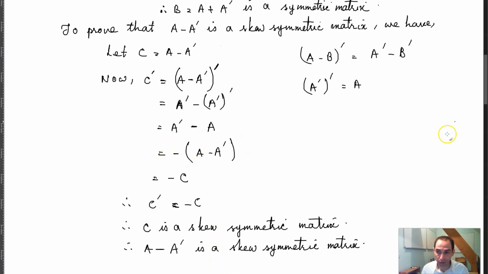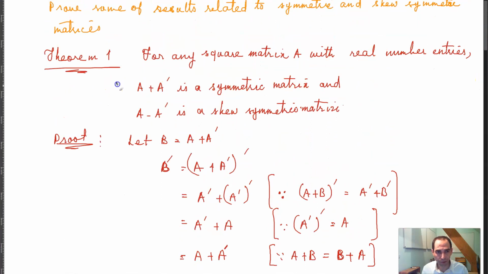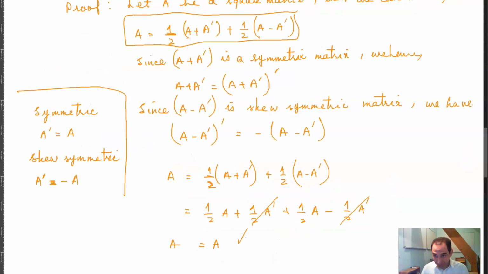So that proves that for any square matrix A with real number entries, A plus A prime is a symmetric matrix and A minus A prime is a skew symmetric matrix. Okay, so that was theorem number 1. Now we have another theorem here, and that is theorem number 2.